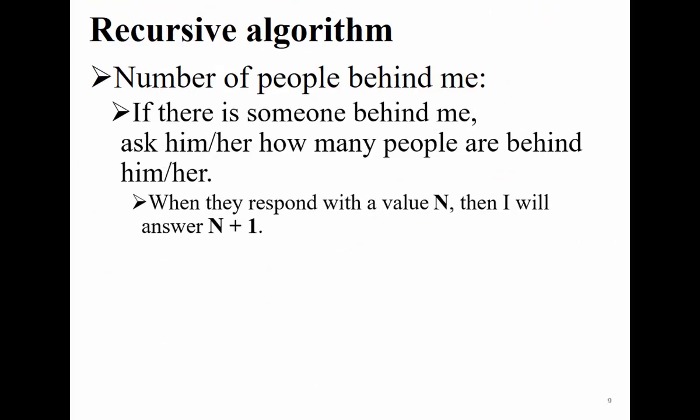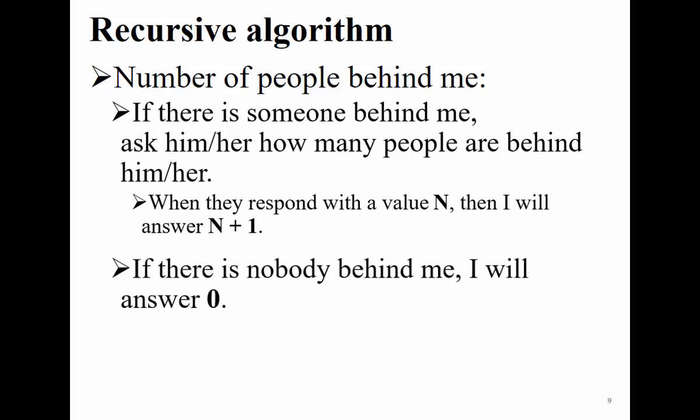So this is the solution. You have a number of people behind me. You're going to ask the person behind you, how many persons are behind me? So he's also going to ask another person behind him. When you receive the answer, you add +1, because the one that is behind you, you didn't count him in the number, n + 1. If no one is behind you, you're going to return 0.